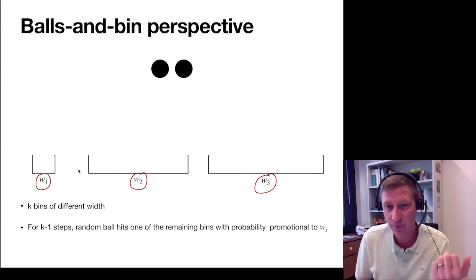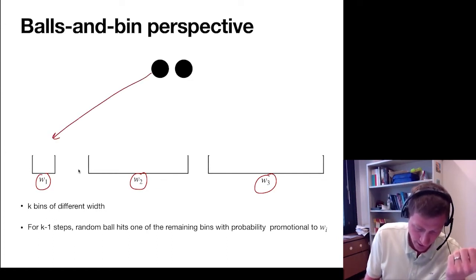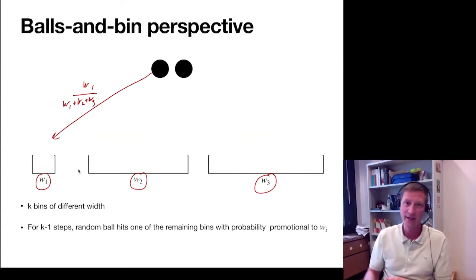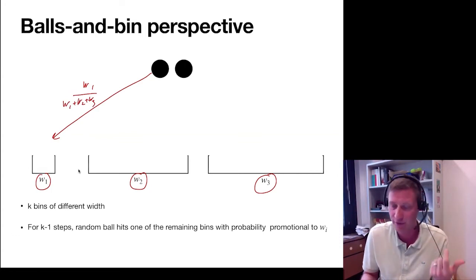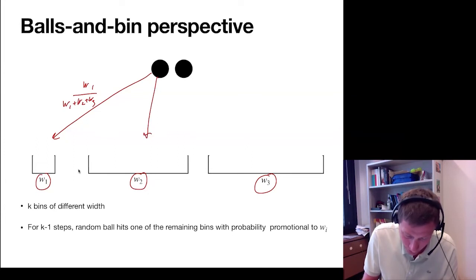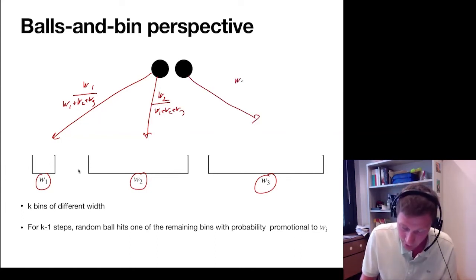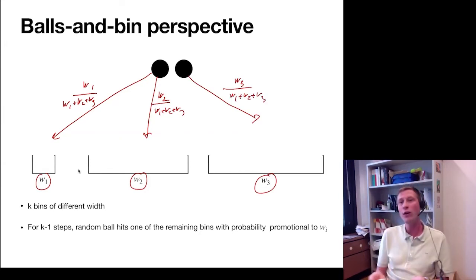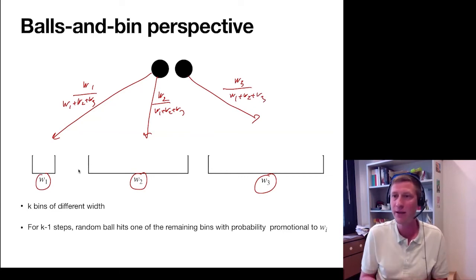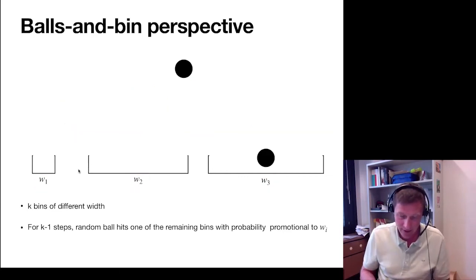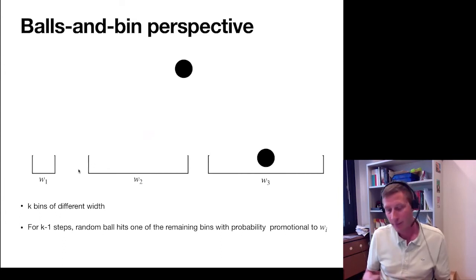And when I throw the first ball, it will go to the first bin with probability w1 over w1 plus w2 plus w3, right? If you throw a ball at random, it's not so likely to go to the bin of smallest width. It will go to the second bin with probability w2 over w1 plus w2 plus w3, and to the biggest one with probability w3 over w1 plus w2 plus w3. So it's more likely, if I throw a ball at random, to go to the bin of largest width. So I throw it, and maybe it ends up in w3.